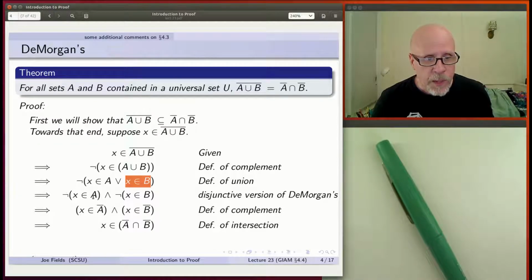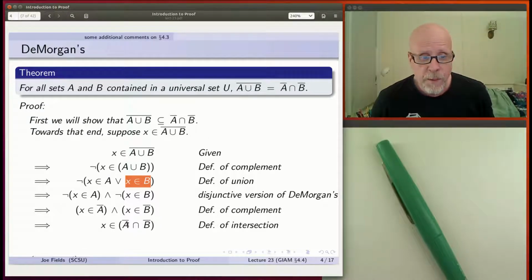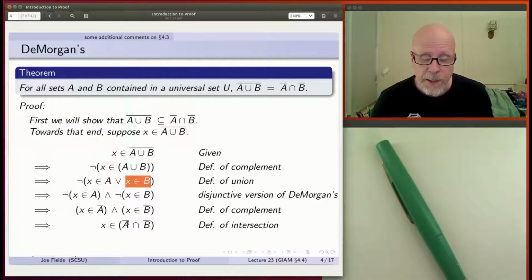Well, those are the negations of two things that look like X being in a set. So that's the very definition of X being in the complement of that set. All right, and then we have X is in the complement of A and X is in the complement of B. Well, that's an "and" between two membership conditions. So we get the intersection of those, but those things were complemented. So it's the intersection of A's complement and B's complement.